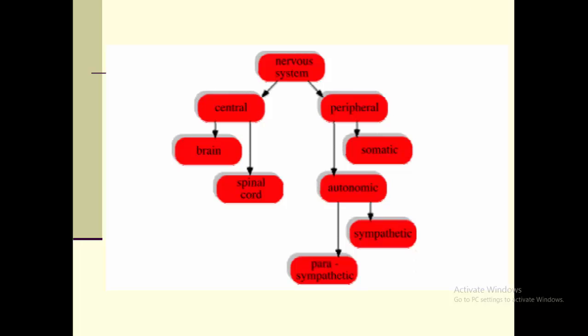Generally speaking, the nervous system can be divided into two main classes, the central and the peripheral nervous system. Then you can further subclassify the central nervous system into the brain and the spinal cord. Regarding the peripheral nervous system, it can be further subclassified into somatic and autonomic, and the autonomic into sympathetic and parasympathetic. This is generally the main classification of the parts of the nervous system.